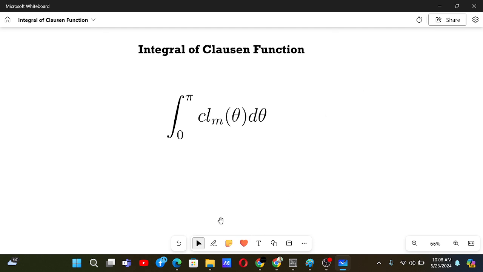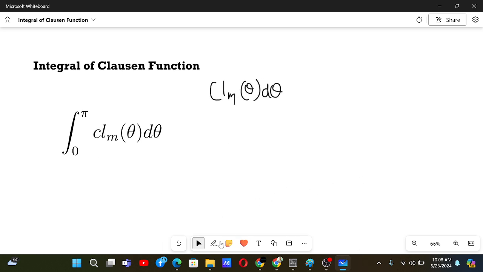Integral of Clausen function, integral from 0 to pi of CL_m(theta) d theta. We already know its definition because we have been doing all the properties, identities, derivatives, and integrals of this function in our channel previously, and we are continuing on that.